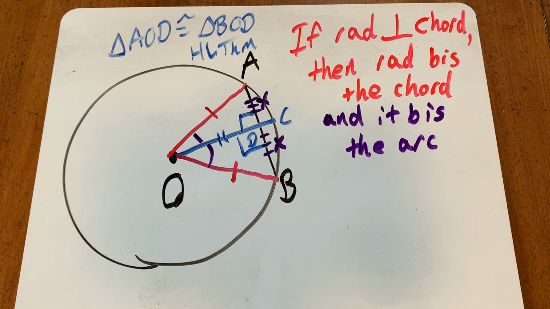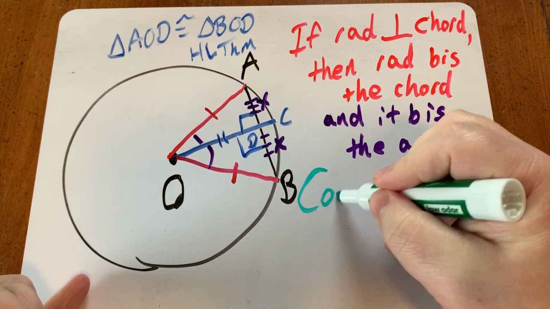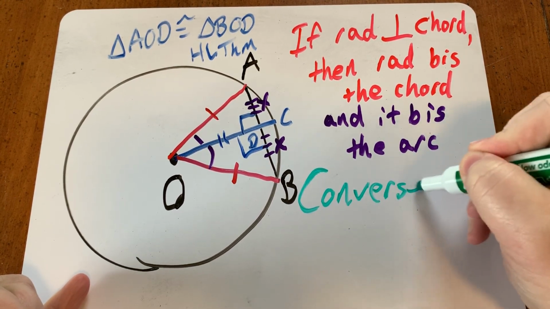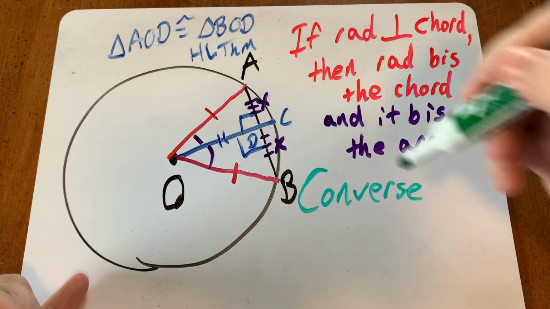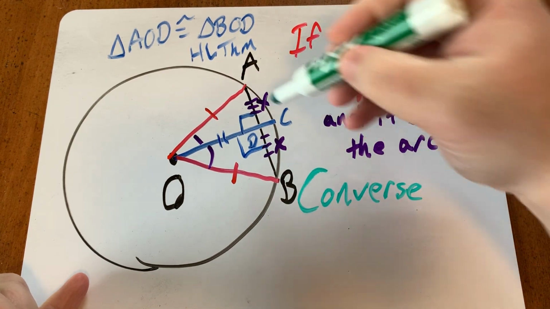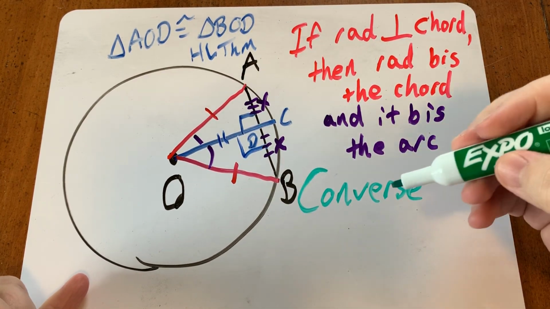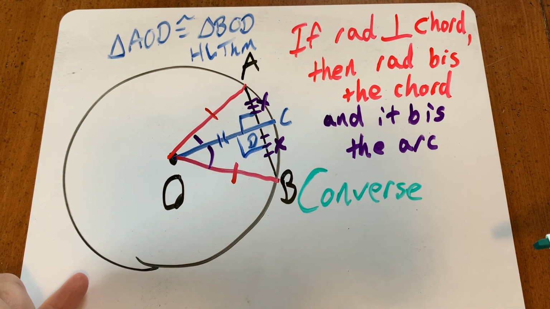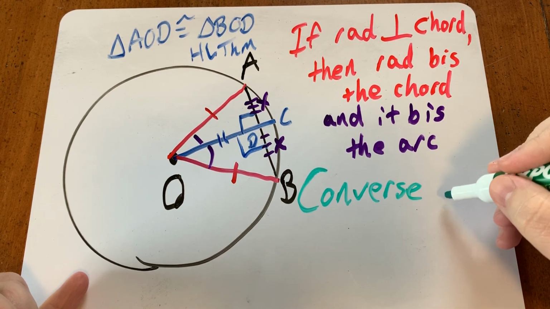So if a radius is perpendicular to a chord, it bisects the chord and it bisects the intercepted arc. What's good is that the converse is also true. So if you have a radius bisecting an arc, it's perpendicular to the chord. If you have a radius that's bisecting the chord, it's perpendicular to the chord.